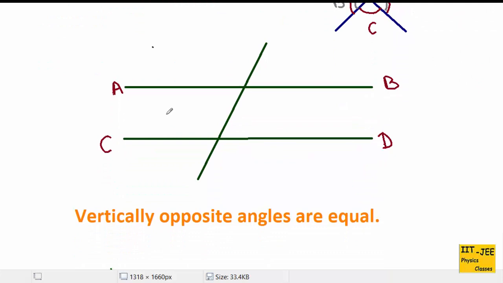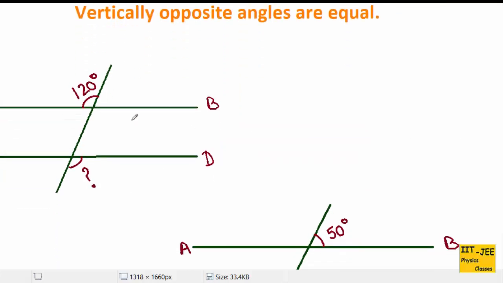So let's see the parallel lines. AB and CD are parallel lines. So vertically opposite angles would be these. These two are vertically opposite angles and these two angles would be equal. Similarly, these angles are again vertically opposite and these angles are equal to each other.